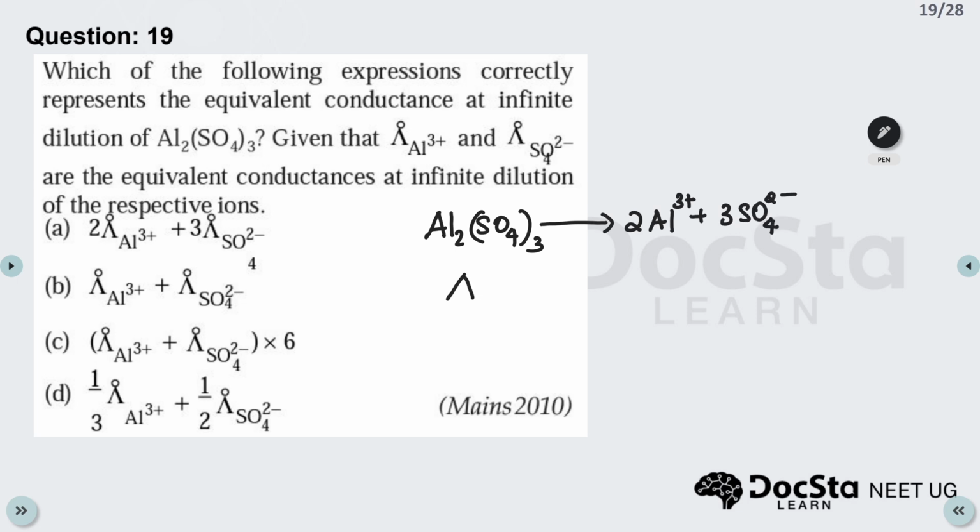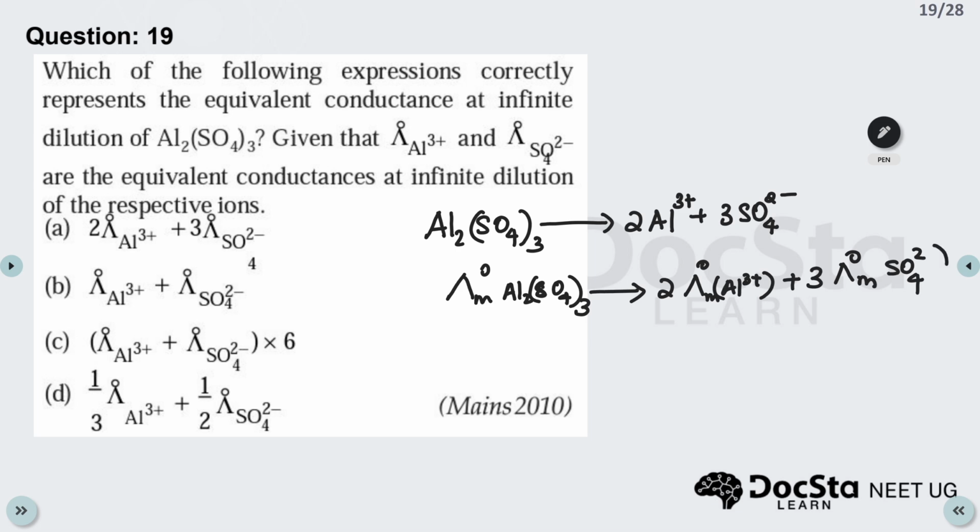So if I am writing the lambda m0 of Al2(SO4)3, how will we write it? We can write it as 2 into lambda m0 of Al3 plus, because you have 2 Al3 plus, plus 3 into lambda m0 of SO4 2 minus.